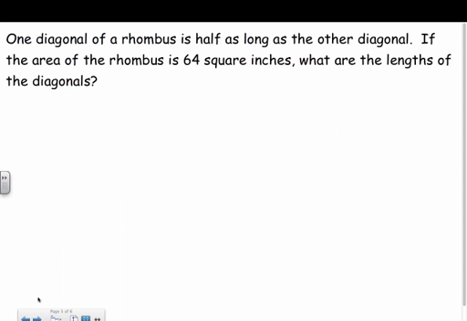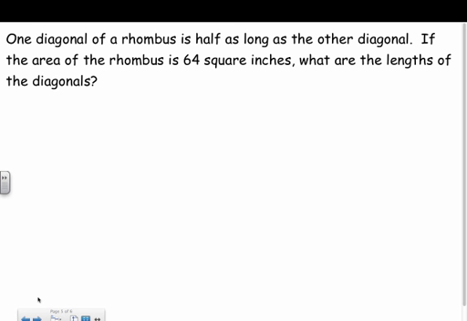Okay, it gets a little bit trickier when it gives it in words and doesn't give you a picture. So right here it says, one diagonal of a rhombus is half as long as the other diagonal. If the area of the rhombus is 64 square inches, what are the lengths of the diagonals? It gets kind of confusing if you just read through it. One thing that might help is drawing a picture.